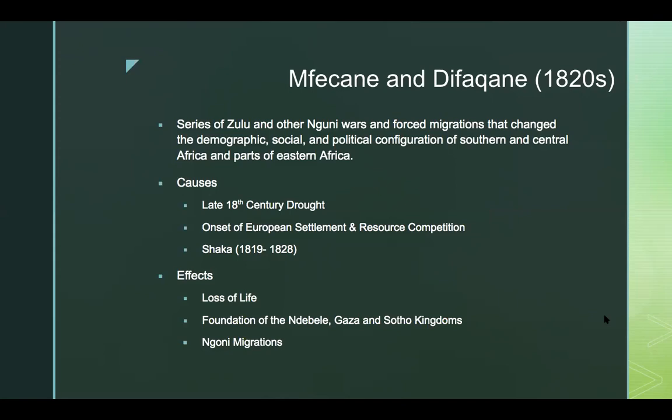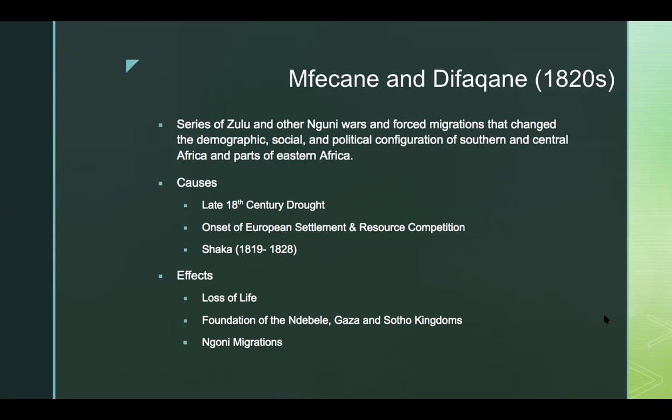When he died, it created a power vacuum in the Mtetwa state. Now, the Mtetwa nation was made up of several different clans. One of them was the Zulu clan, which was led by Senzangakhona, and the Kumalo clan, which was led by Mzilikazi, among others.